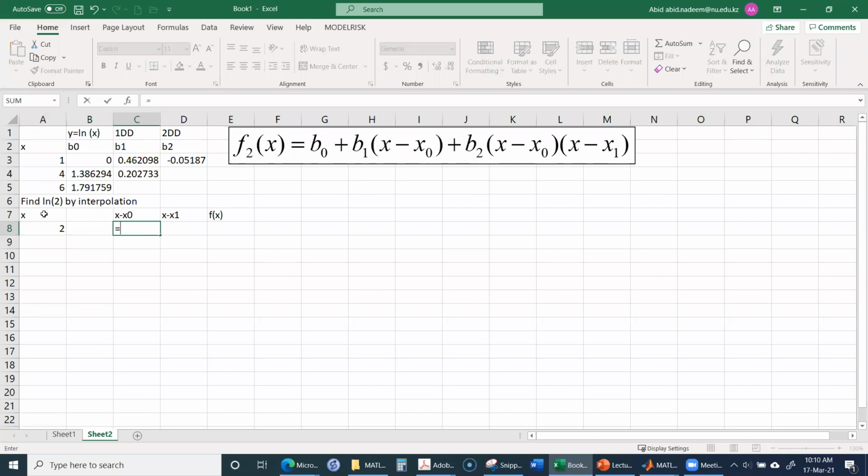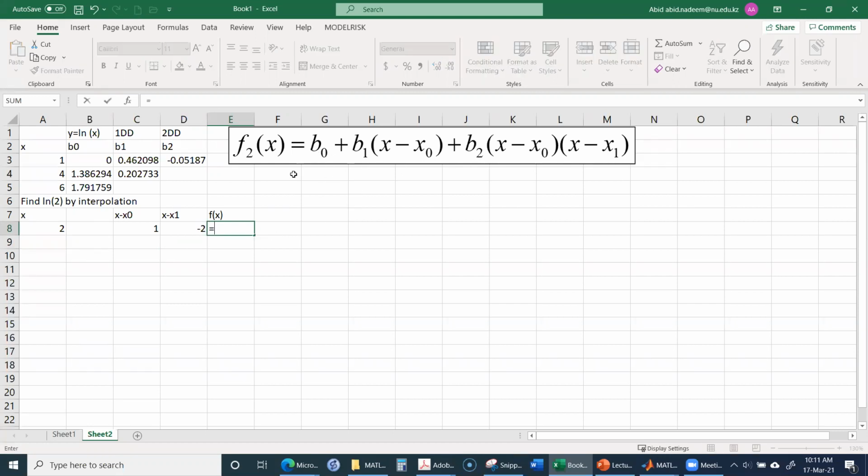So what will be x minus x0? It will be 2 minus x0, where x0 is the first value in this x column. So this is x minus x0. And then 2 minus this x1 value, so this is x minus x1. So now I can input these into the formula over here.